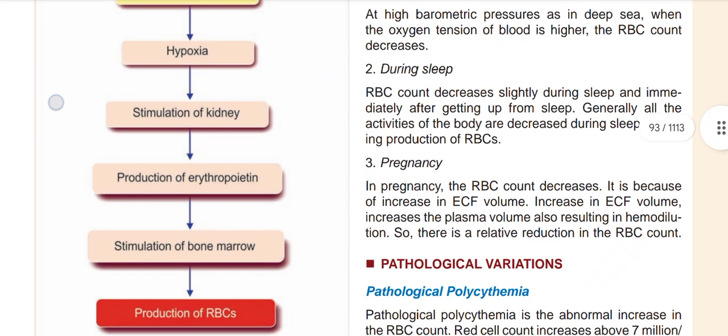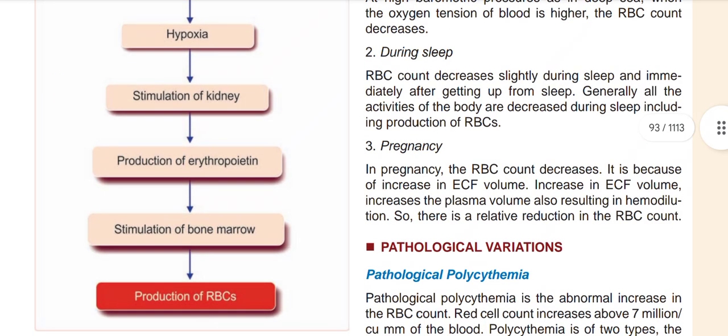Pregnancy. In the time of pregnancy, RBC count is also decreased because there is an increase in ECF volume, and the ECF volume increases the plasma volume, also resulting in hemodilution. So there is a relative reduction in the RBC count. In pregnancy, the red blood cell count is not decreased, but the plasma is increased. That's why relatively it seems that the RBC is decreased.